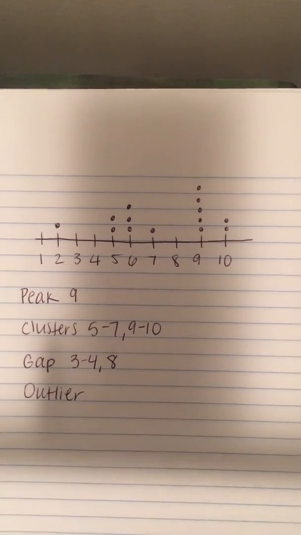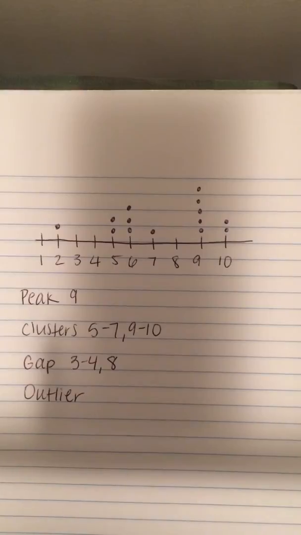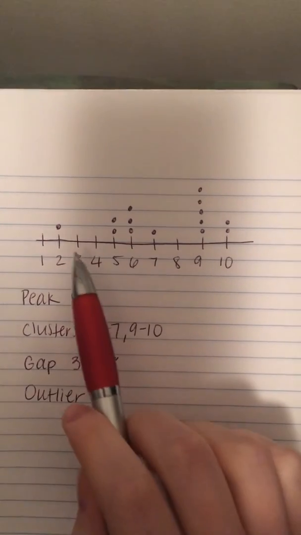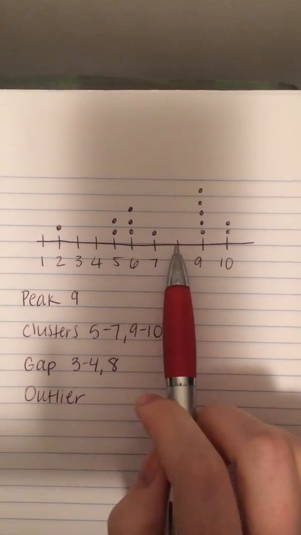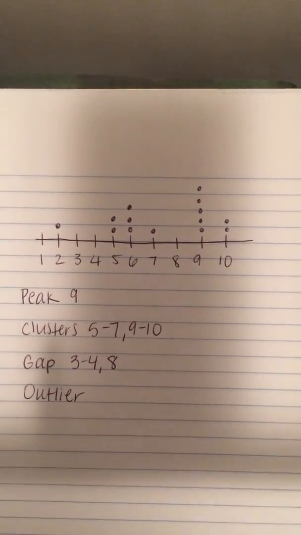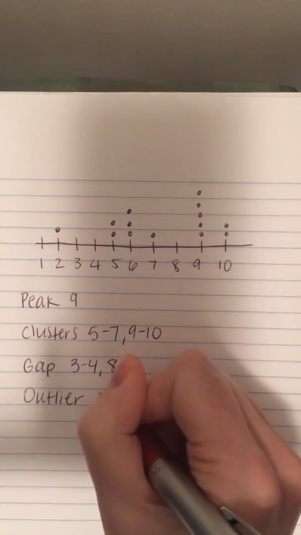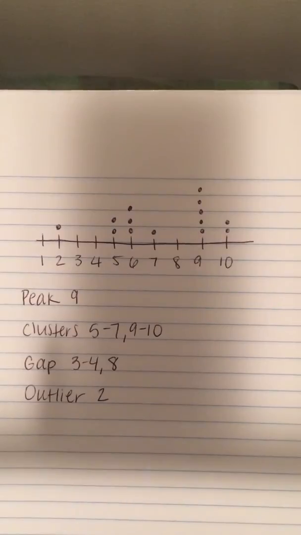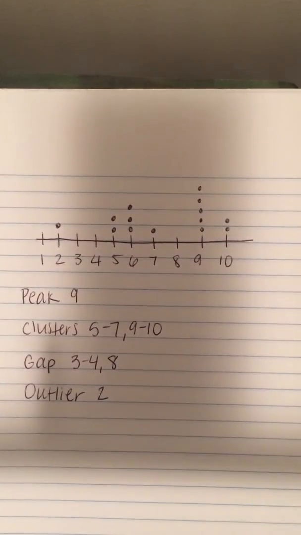And then the last word is outlier. So an outlier is an extreme value in our data. It's a number that's either really, really big or really, really small that just doesn't go with the other data points. So in my data here, 2 is going to be an outlier. It just doesn't fit in with the other data points. It's just really, really small compared to those. So 2 is going to be my outlier. It is possible to have more than one outlier. It is also possible to have no outliers.